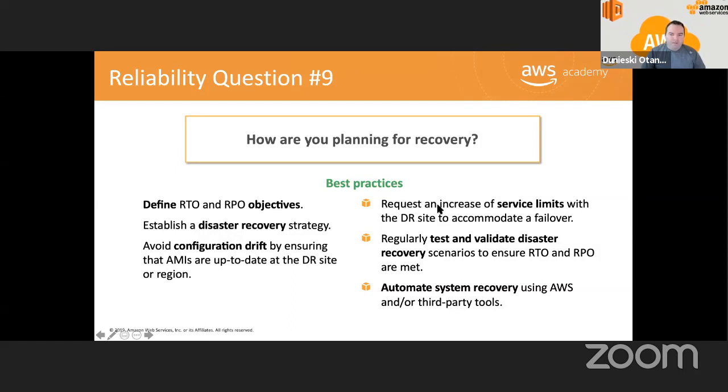Request an increase of service limits with the DR site to accommodate a failover, right? Whenever there's a service limit, if you want to increase the limit, you have to contact AWS and request a limit increase.